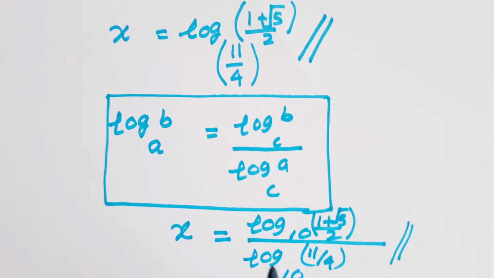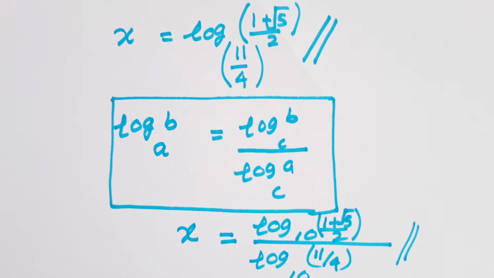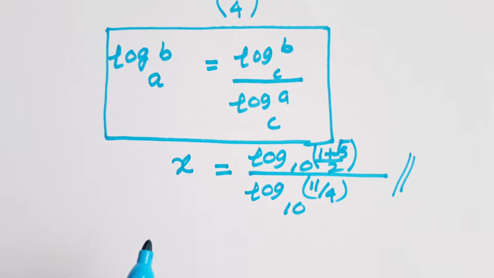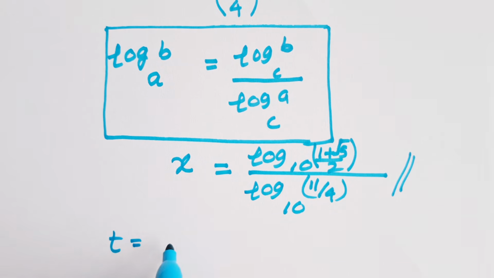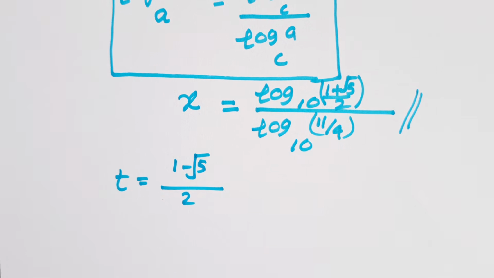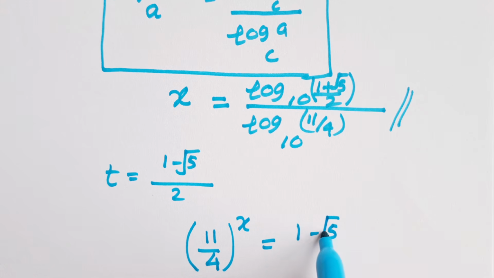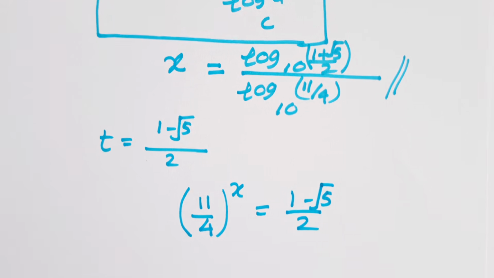All right, but we haven't finished yet, because there is another value for t, and we have to find the relevant value for x according to this value for t, which is t is equal to 1 minus square root of 5, divided by 2. So according to our initial substitution, 11 over 4 whole to the power of x is equal to, now t is equal to 1 minus square root of 5, divided by 2.